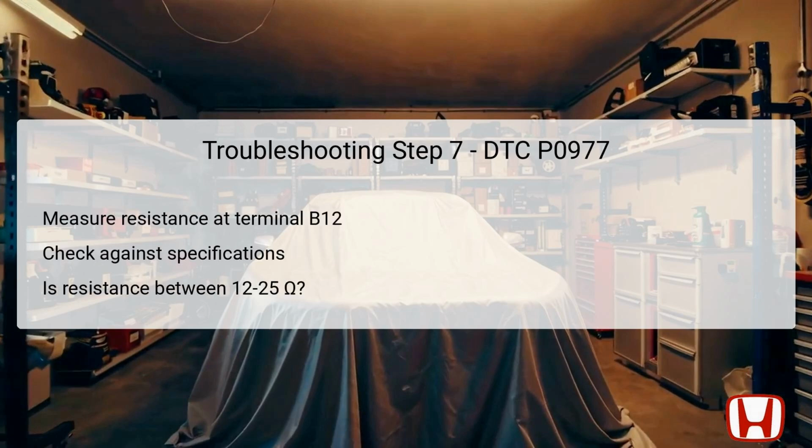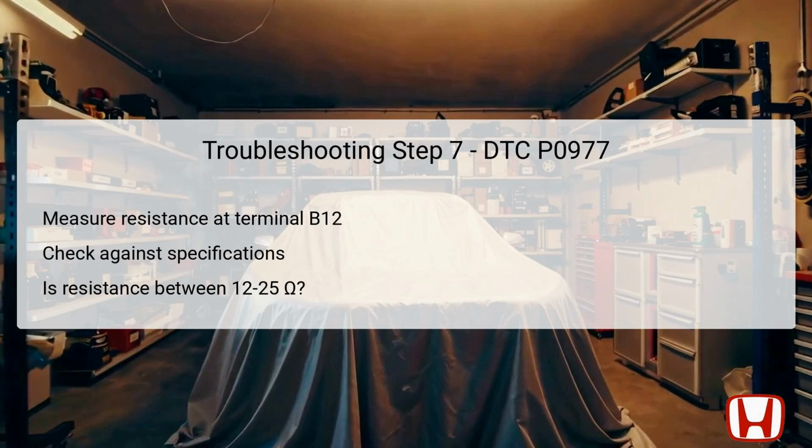Now, you'll need to measure the resistance between the PCM connector terminal B12 and body ground. This is a critical diagnostic step, as the resistance measurement will help you determine if the circuit is functioning properly. Resistance should ideally fall within a specified range of 12 to 25 ohms.